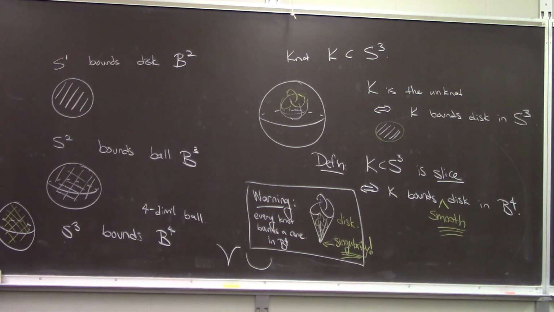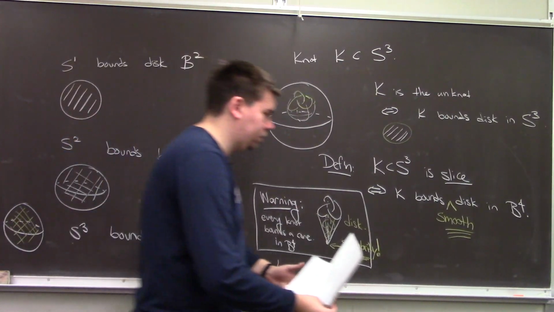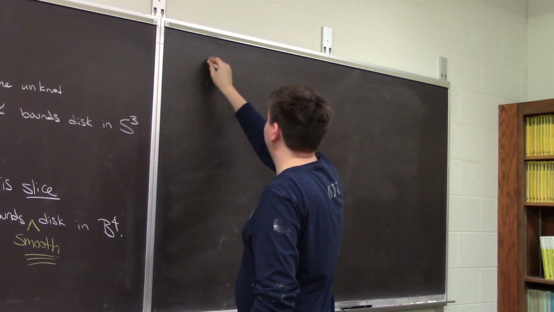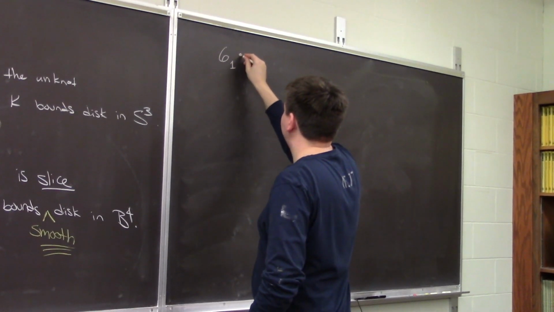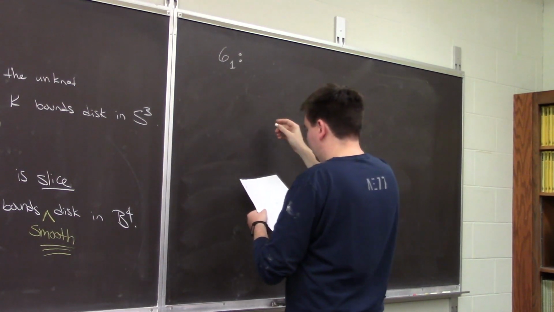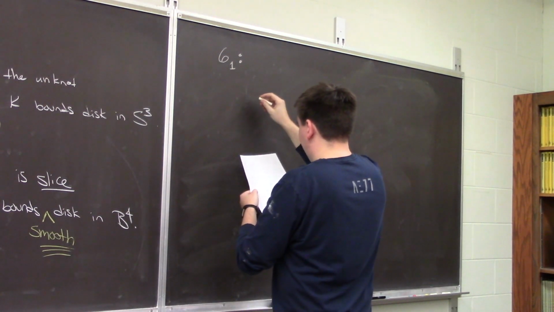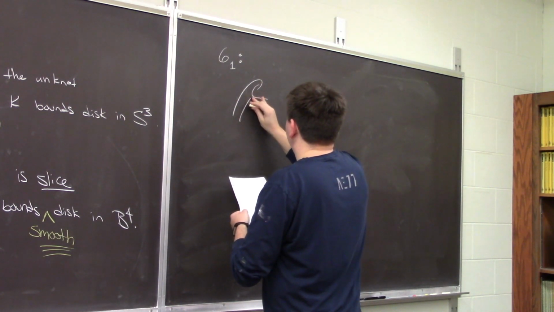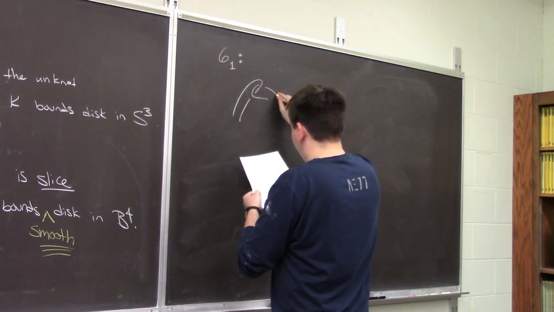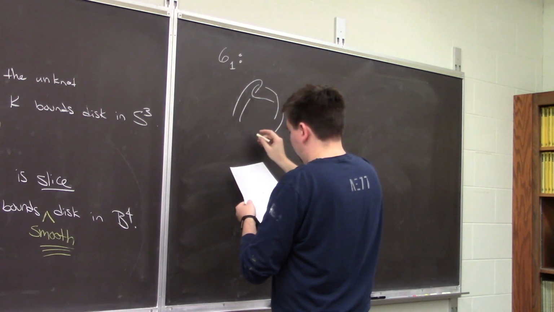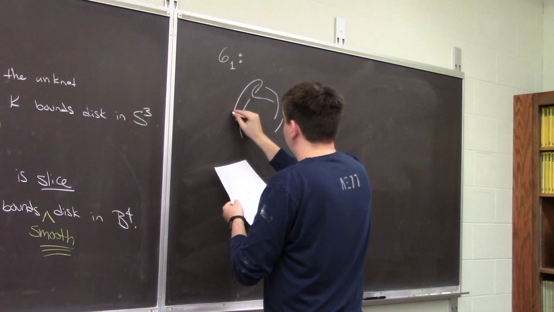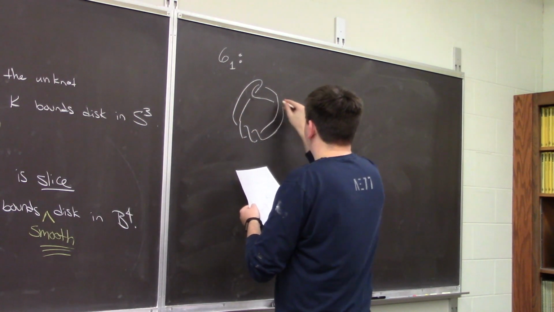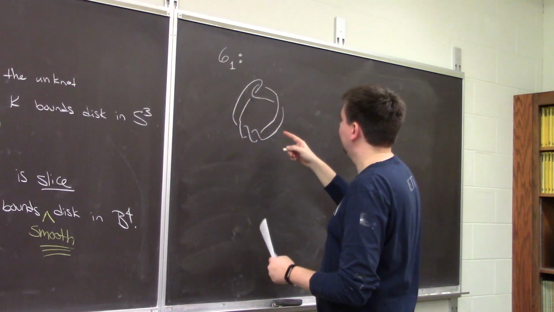So you're probably thinking, what in the world are we talking about? So let me show you some examples, and hopefully it'll make it a little bit more concrete. So here's an example to make the definition of slice more concrete. This is the knot 6-1. It looks something like this. Four twists in total. So here's 1, 2, 3, and 4. 1, 2, 3, 4. So this is 6-1.